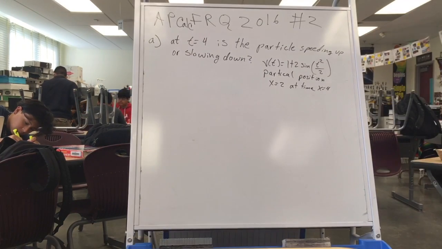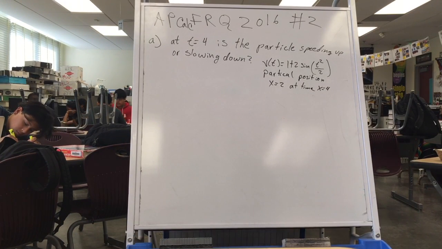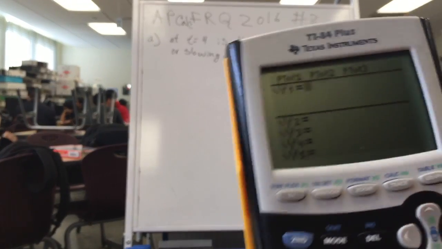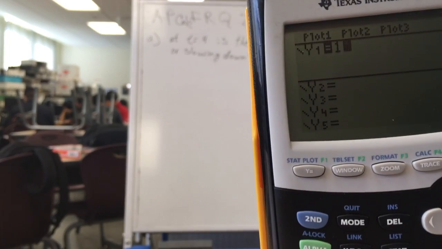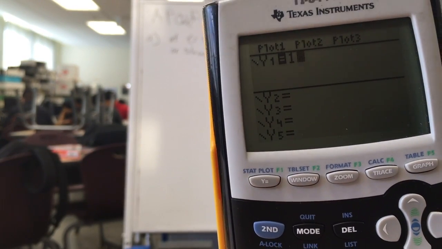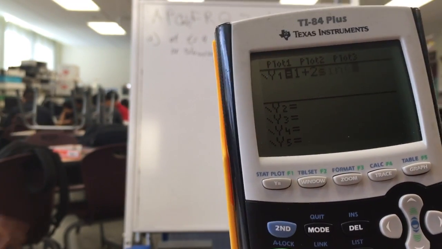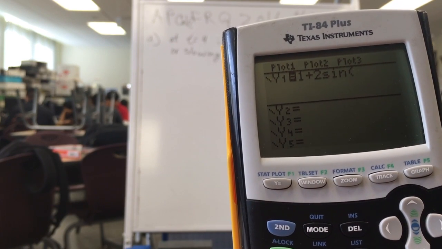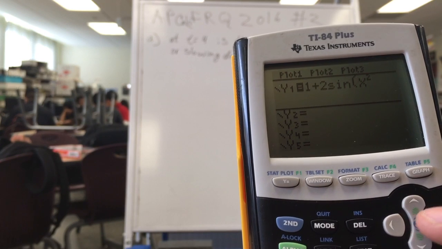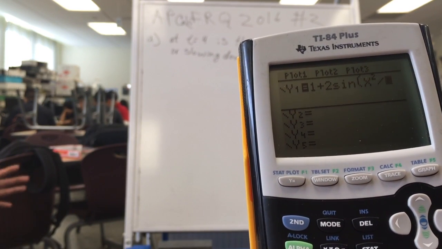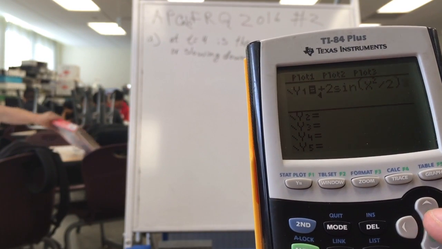Question 2A basically says: at time t = 4, is the particle speeding up or slowing down? So what you gotta do, first of all, before you start part A, is make sure to write down v(t). You're gonna go to y = and then type in 1 + 2 sin(t^2/2).